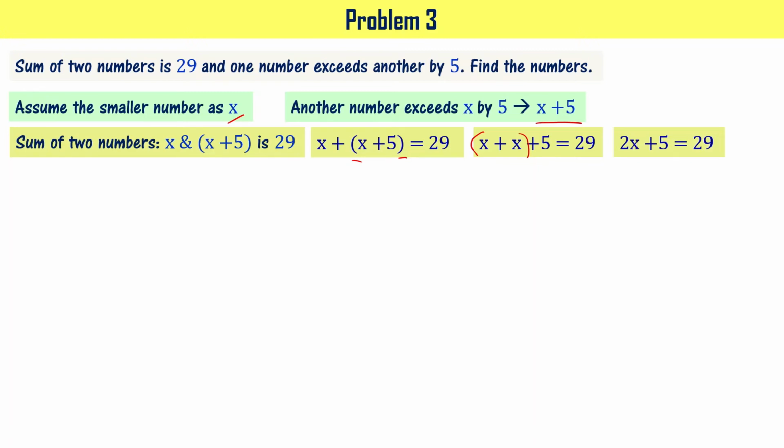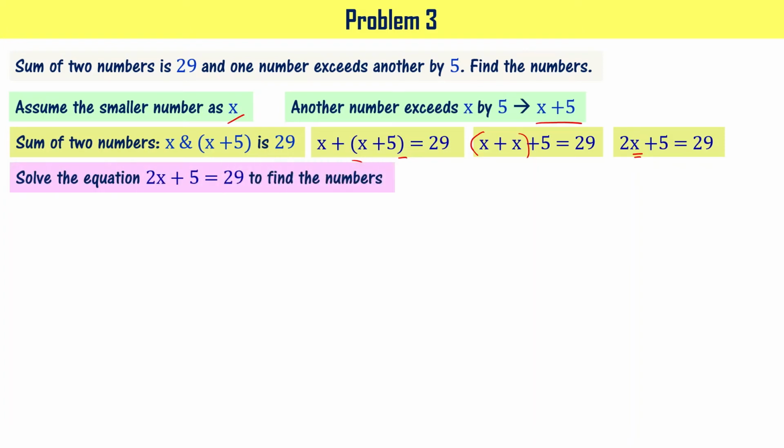This is a linear equation in one variable, right? The variable is x and it is on one side of the equation. So whatever solution procedure we have learned can be applied here, right? 2x plus 5 equal to 29 is what we have to solve so that we can find the numbers x and x plus 5.